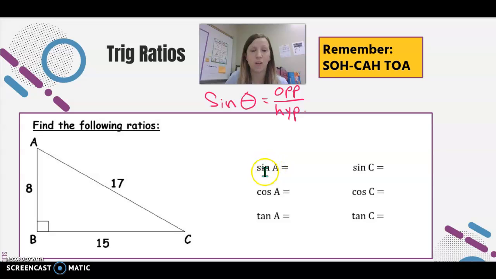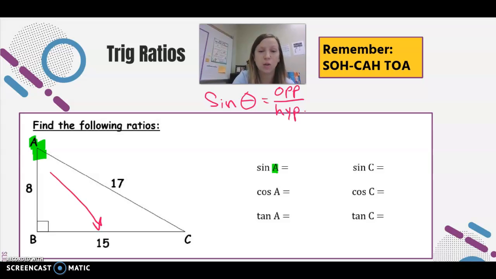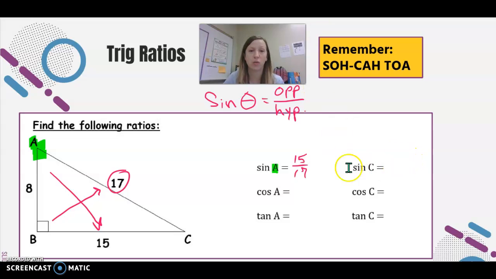So for instance, if I'm finding sine and then the A here stands for angle A. So if I want to find the sine of angle A, first I go find angle A, that's this angle right here, okay? And I want to find the side that's opposite angle A, which would be 15 units. Okay, and then the hypotenuse of the triangle. If you've forgotten, the hypotenuse is always across from the right angle, so 17. The ratio of sine of angle A is 15 over 17.